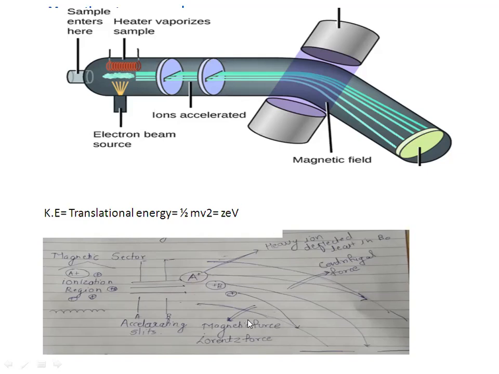So these two are balanced, and finally we get an equation: m/z = B²R²e/2V, wherein B is the magnetic field, R is the radius, and V is the accelerating voltage. So m/z value is dependent on these three factors. We can either vary B, R, or V, so that different ions can be brought to the focus.